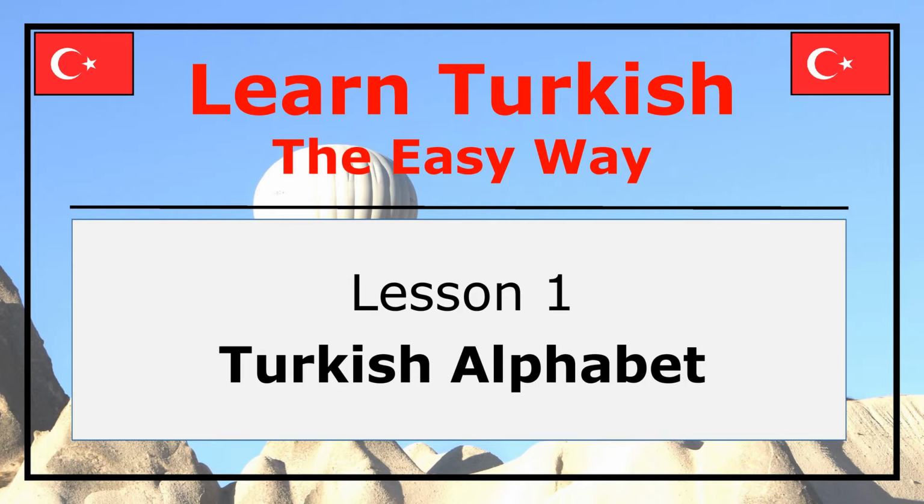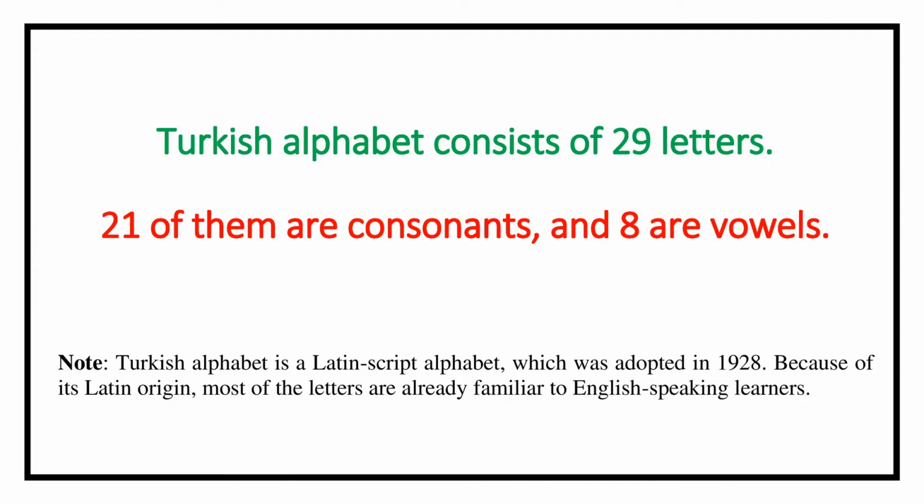So let's start. The Turkish alphabet consists of 29 letters. 21 of those letters are consonants and 8 are vowels. Now, note the fact that the Turkish alphabet is based on the Latin script, which means that those learners of the Turkish language whose native language is based on the Latin alphabet will have very much familiarity with the Turkish alphabet too. So let's start with the alphabet.